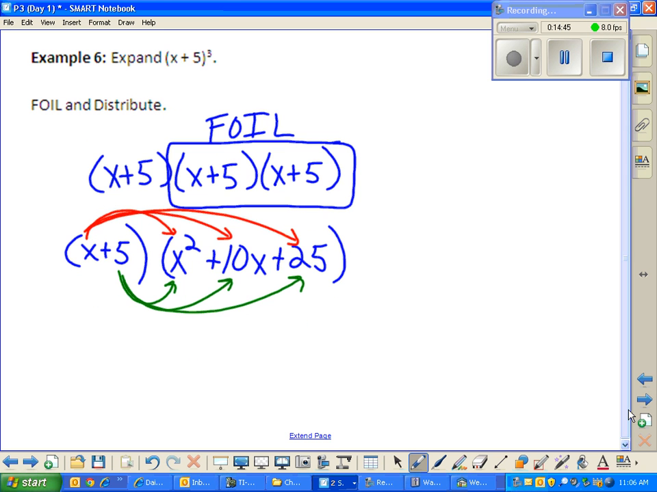So here's how that's going to look. If I distribute the x in, x times x squared is x cubed. X times 10x is 10x squared. X times 25 is 25x. Then I need to distribute this 5 in, and I'm going to pair up my like terms. So when I distribute my 5 in, I have 5 times x squared, that's 5x squared. You see where I wrote that? Underneath my 10x squared, because those are like terms. And then 5 times 10x is 50x. And then 5 times 25 is 125.